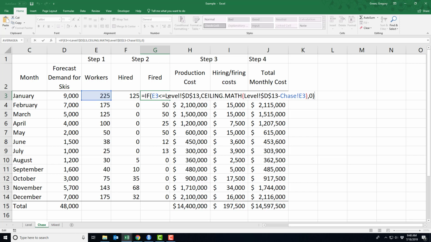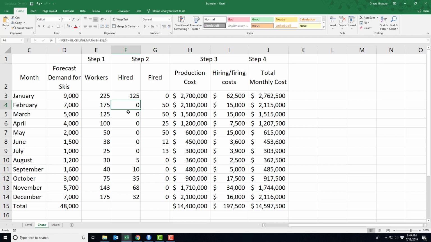So again, if this statement is true, it's going to evaluate this second argument. But if it's not true, which in this case it isn't, I'm going to fire nobody. So 0. All right, now I know I referenced the prior page above, but I don't have to here. Now all of a sudden I just have to look into the previous month. In January I had 225 workers. In February I need 175.